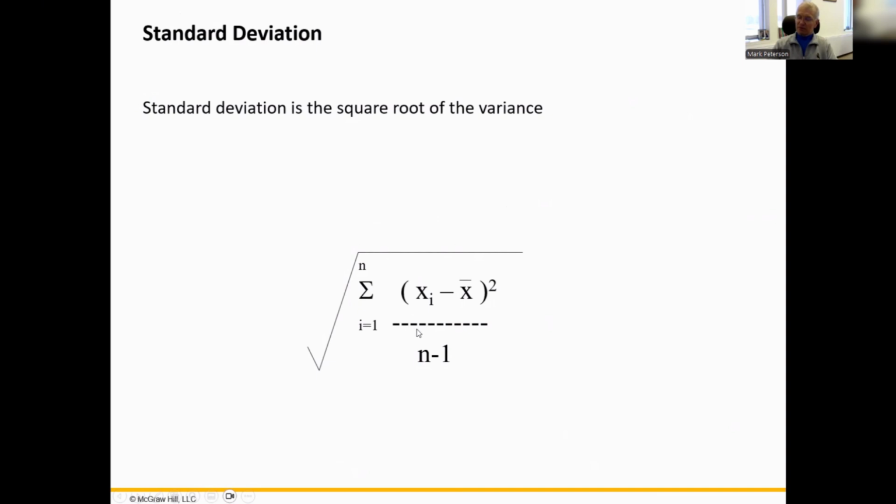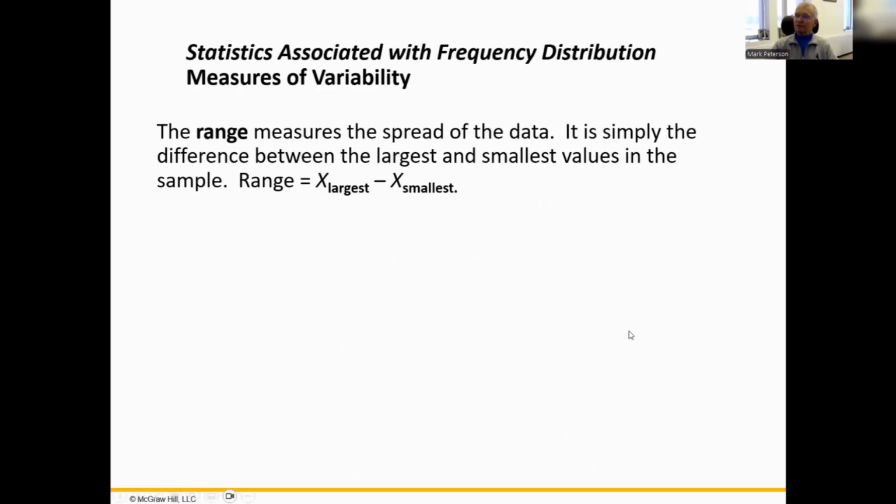By using the square root, it returns the standard deviation to the original metric of the variable. So if you had a 1 to 7 scale, once you use the square root here, this standard deviation would allow you to meaningfully understand the spread in the distribution across a 1 to 7 scaling. And that makes it more interpretable.